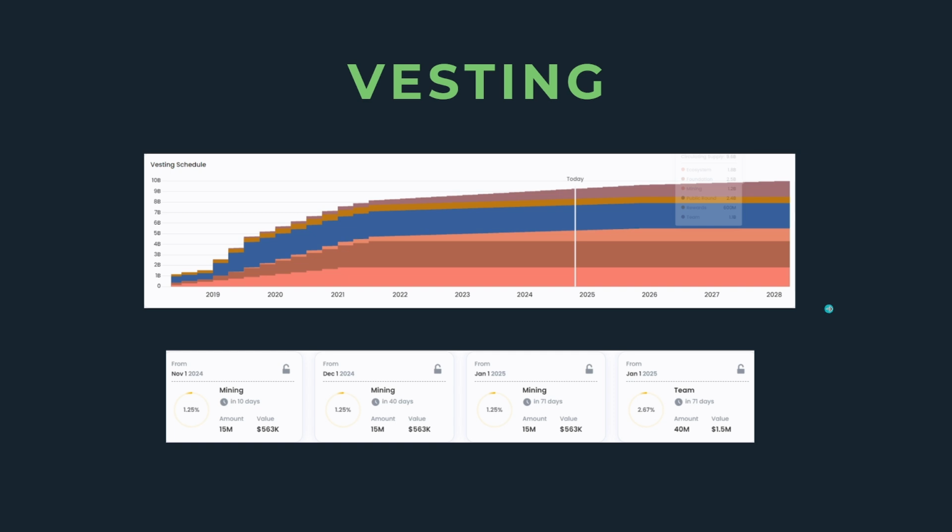So most tokens are already unlocked, so I think this is great. That means there's not much dumping going on here on IOTEX, because most of it is already released. So VCs, venture capitals, most of them got their tokens. So let's move to the next slide.